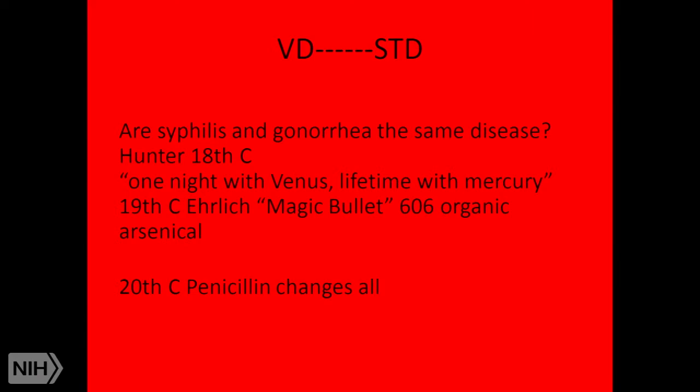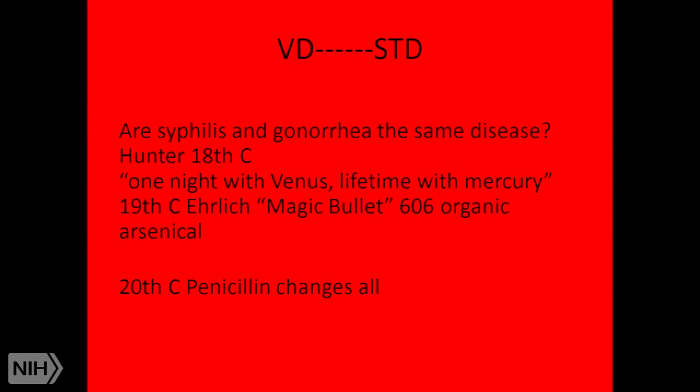In the 18th century, John Hunter was very famous, and one of his reasons for fame is that the father of vaccination, Jenner, was his graduate student. At any rate, he believed that syphilis and gonorrhea were the same disease, and so he infected some unsuspecting volunteer as well as himself, and he came down with both. He also came up with the idea, the discovery, that syphilis could be affected by heavy metals, and it led to the 100-year business of one night with Venus and a lifetime with Mercury. Syphilology was a major form of medicine, particularly in Western Europe during the 18th century.